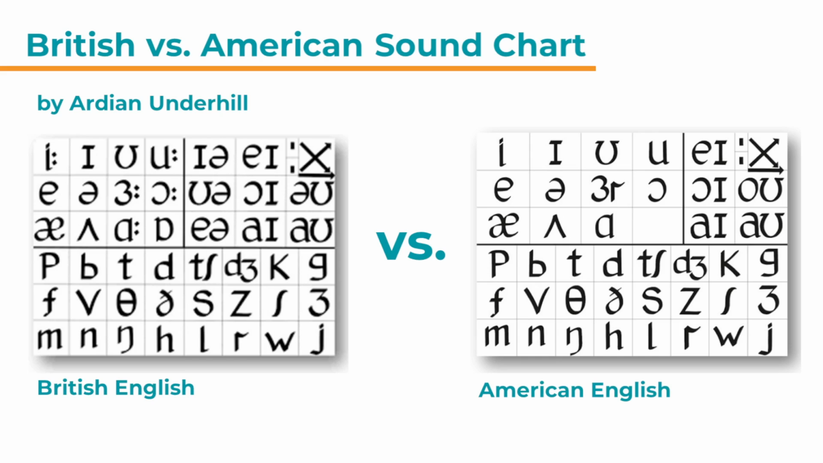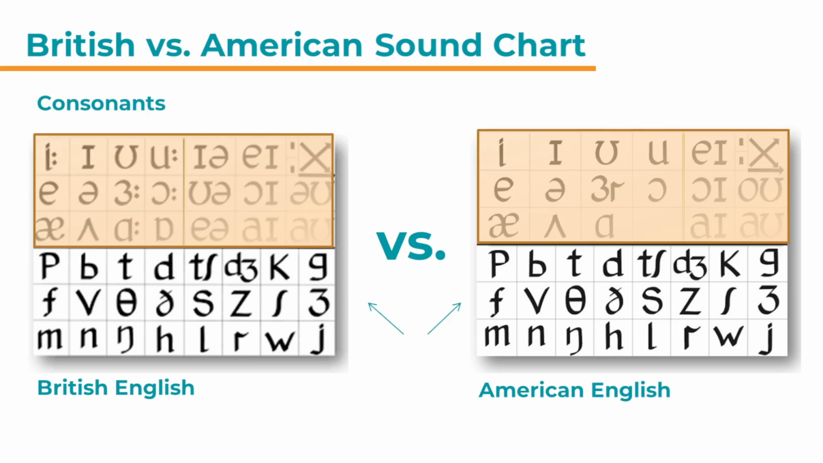Let's start. So you can see the British English sound chart is on the left and the American English one is on the right. And both of them are really divided into three sections. One section for the monophthongs, the single vowel sounds, one for the diphthongs, and then at the bottom, one for the consonants. That is the same. However, they don't look exactly the same.